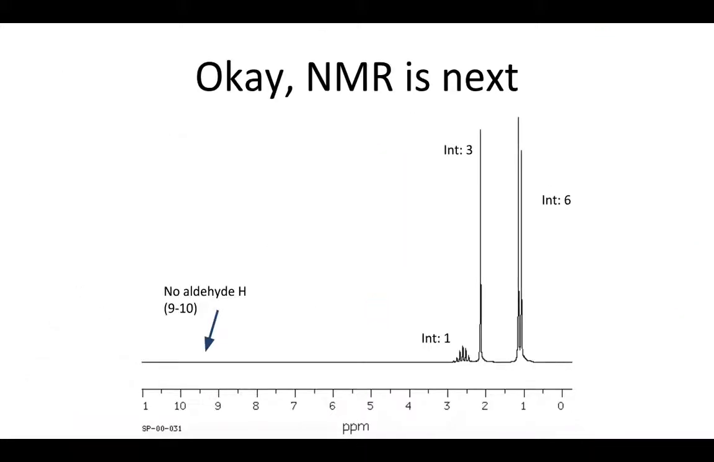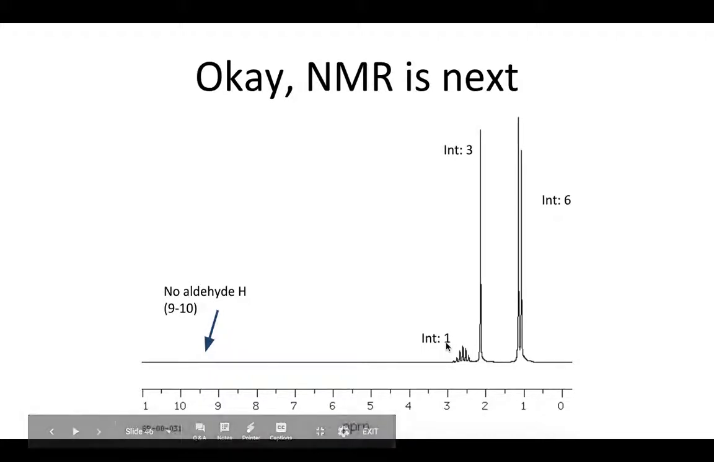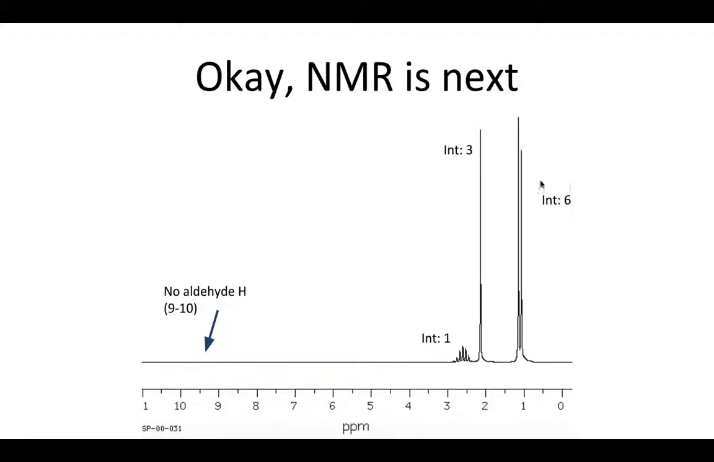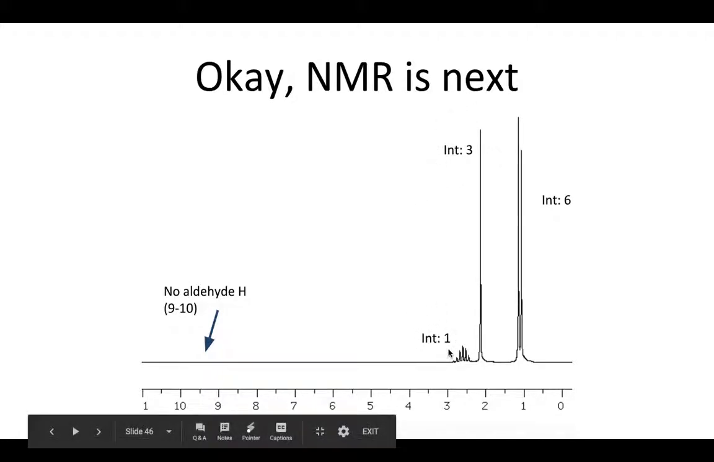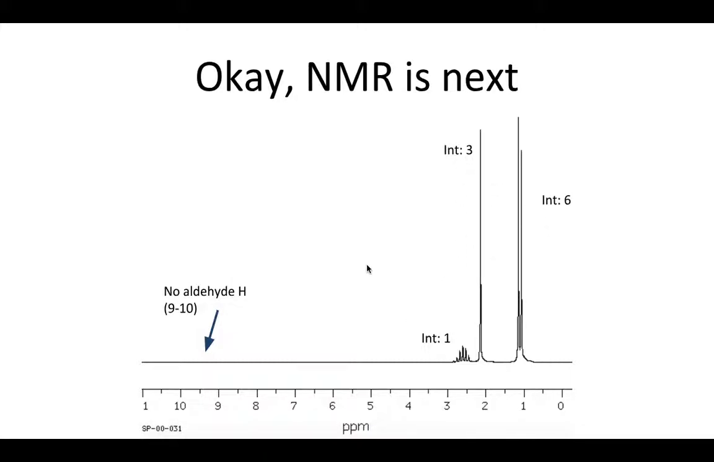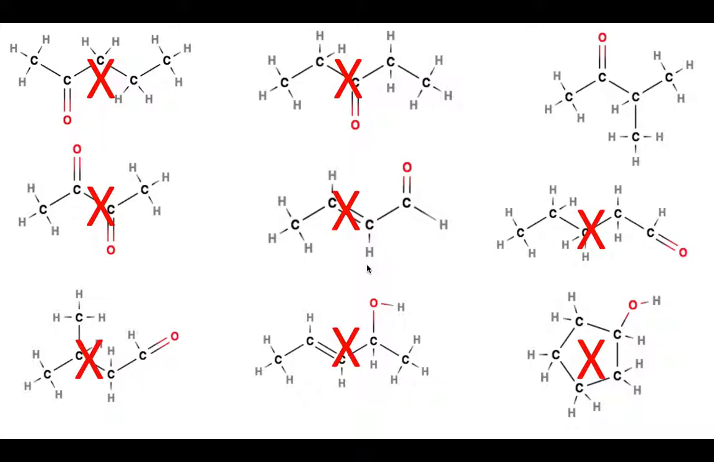But if we look at the NMR again, we see that the integration of 6 and 3 and 1, well, that's going to tell us that there's one hydrogen environment with an integration of 6, another hydrogen environment with an integration of 3, and one hydrogen environment with an integration of 1. That should be pretty distinctive. 6, 3, and 1. And if we look at our molecules, there's only one that could give us a ratio of 6 and 3 and 1. And it's the one in the upper right-hand corner.